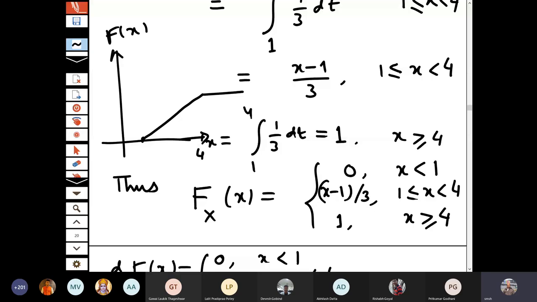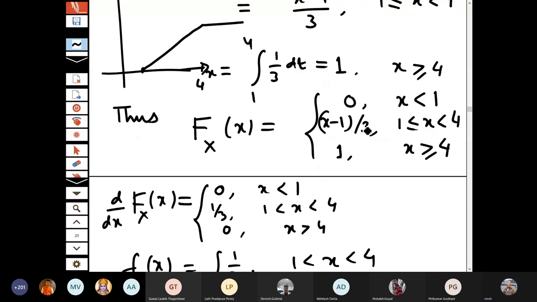In the discrete case, it is a step function. In the continuous case, capital F is an absolutely continuous function.